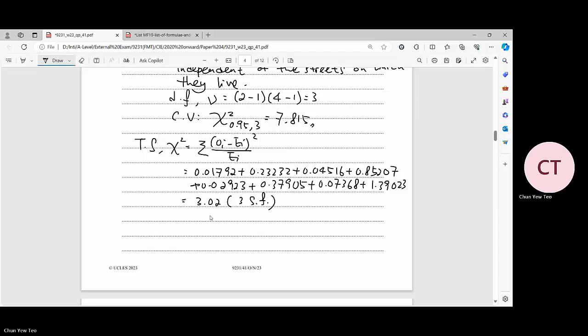Okay, so now the chi-square test statistic and the critical value, if you compare, no need to put modulus. You can see that the test statistic is less than the critical value. So over here, you accept H0. Now you can give the conclusion.